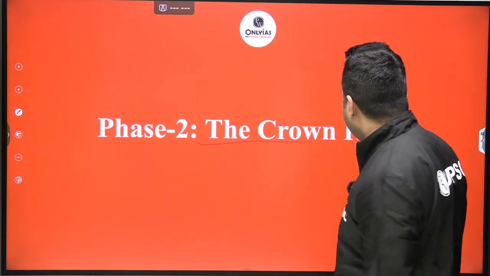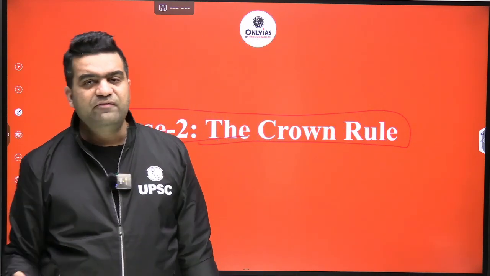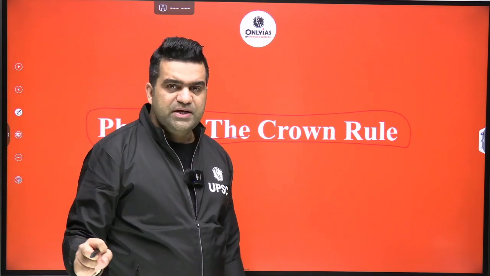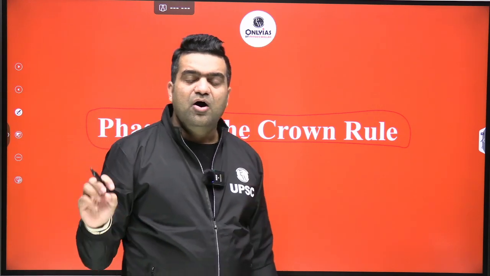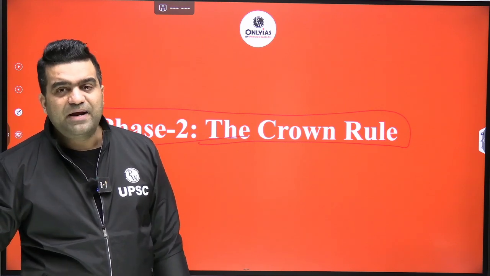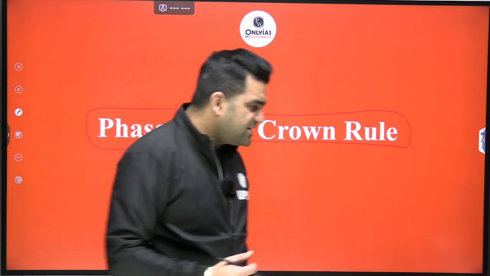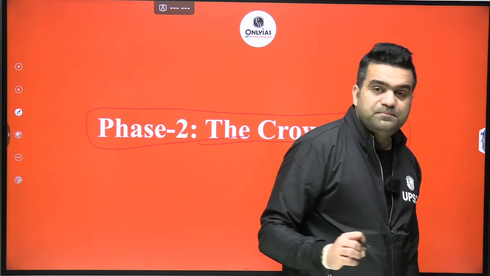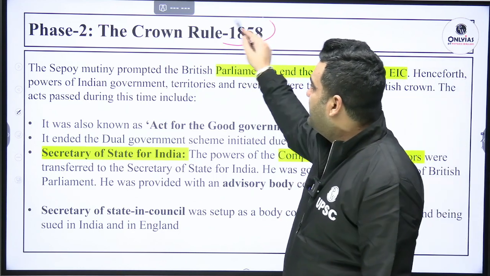Now starts phase 2, the Crown Rule. After the revolt of 1857, the government of Britain seized the opportunity to further consolidate its control in India. All the blame for misgovernance, extortion and bad practices was put on the East India Company, and they seized the opportunity to take full control of the administration. So let's see the first act, the Crown Rule of 1858.